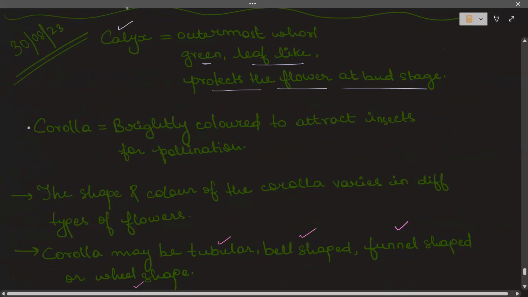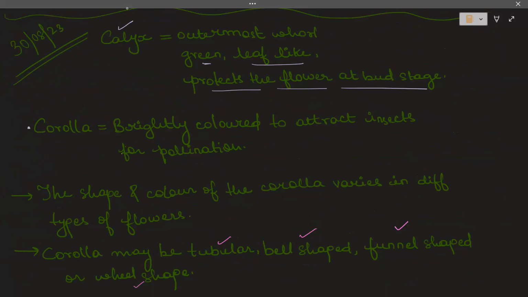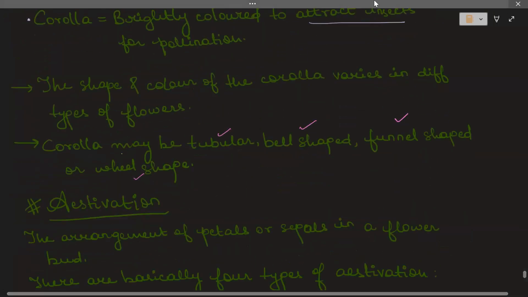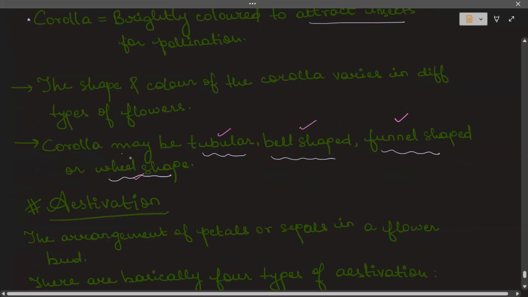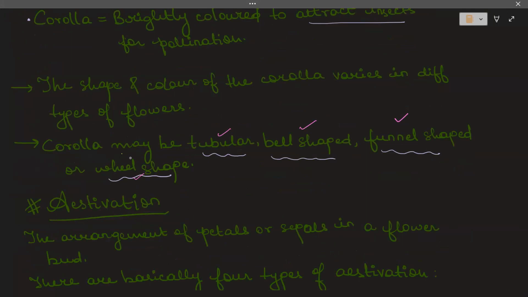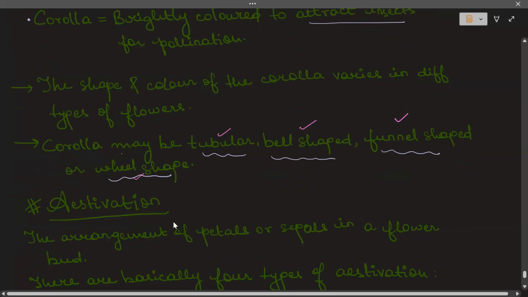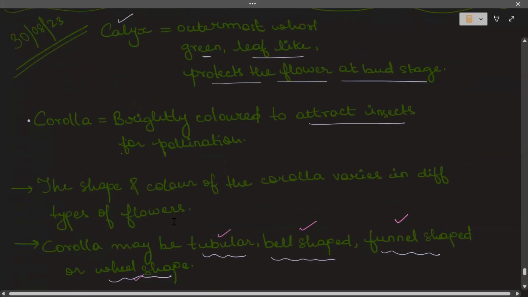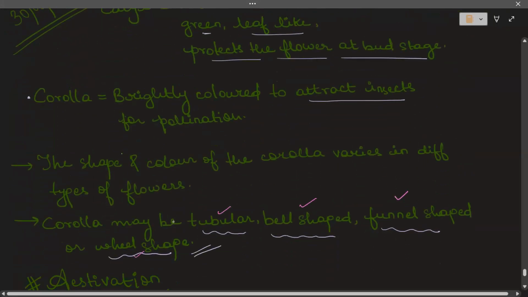Then talking about corolla, it is brightly colored. And why is it there? What is the function of corolla? It attracts insects for pollination. Now, the shape and the color of corolla vary in different types of flowers. Corolla may be tubular in shape, bell-shaped, funnel-shaped or wheel-shaped. So the petals, as you all know, can have a variety of shapes and colors. Any doubts up until now, students? No, ma'am. Okay. Now, you people can note this down and we'll keep it till here only. Tell me once you're done.